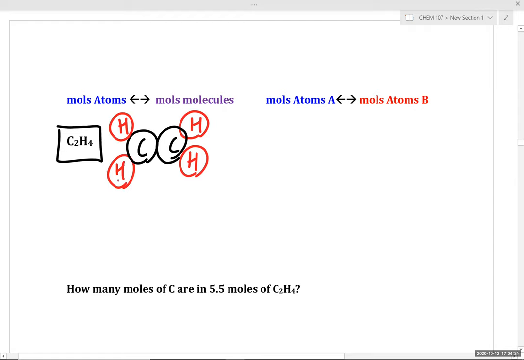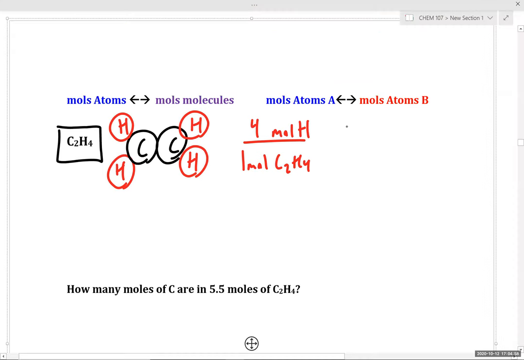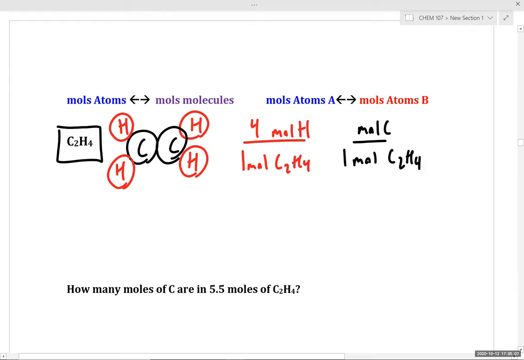So looking at C2H4, in 1 mole of C2H4, how many moles of hydrogen do we have? How many hydrogens do we see? 4. 4, exactly right. So this is our first mole to mole ratio. Likewise, how many moles of carbon are there in 1 mole of C2H4? How many carbons do we see? 2. 2, exactly right.